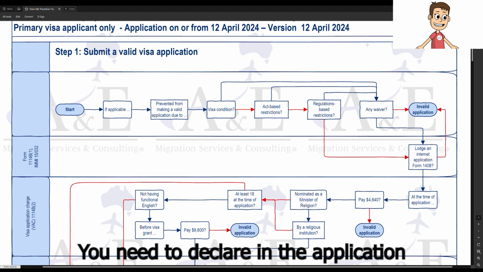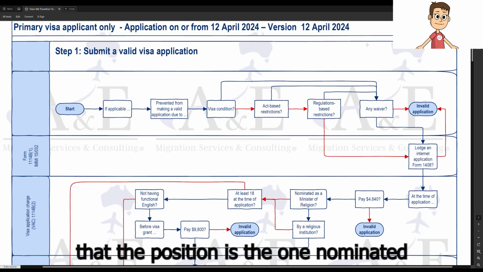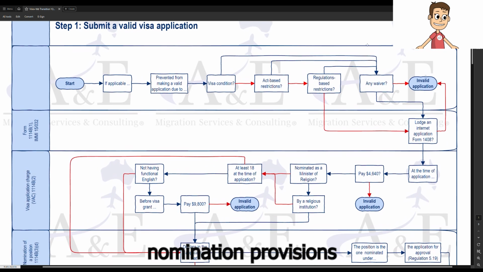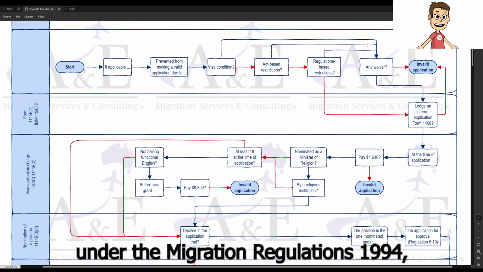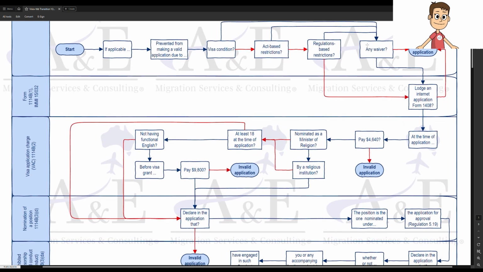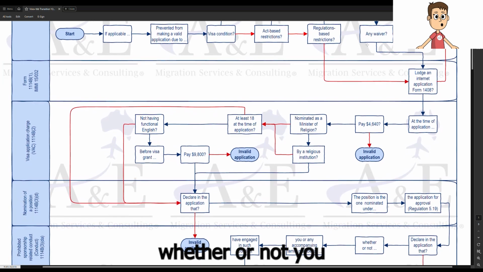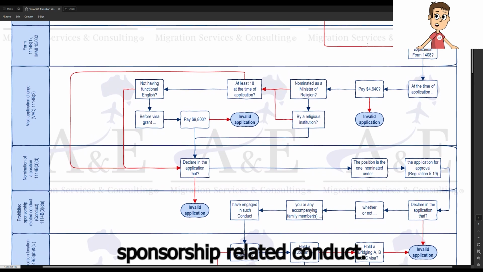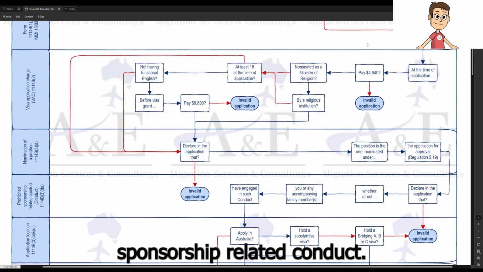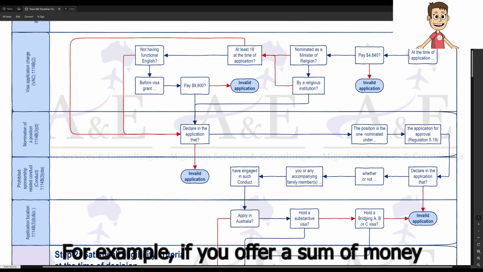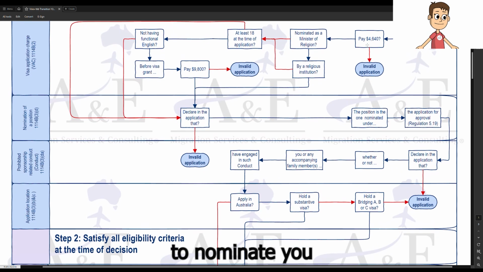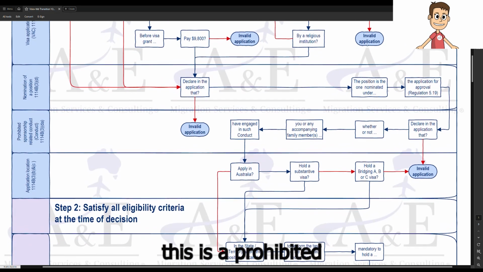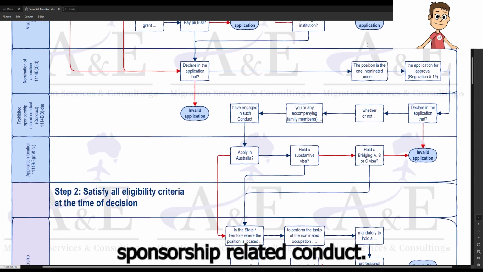You need to declare in the application that the position is the one nominated under the Employer Nomination Scheme Temporary Residence Transition Nomination Provisions under the Migration Regulations 1994. You also need to declare whether or not you or any accompanying family members have engaged in any prohibited sponsorship-related conduct. For example, if you offer a sum of money to induce a person to nominate you for a proposed occupation in a visa application, this is a prohibited sponsorship-related conduct.